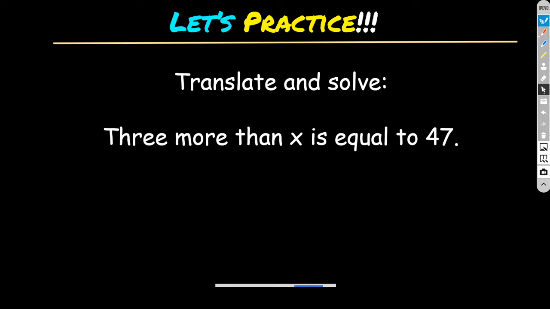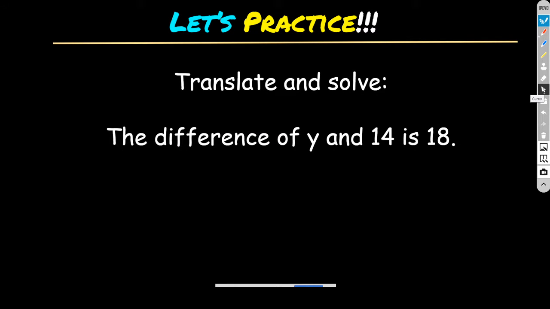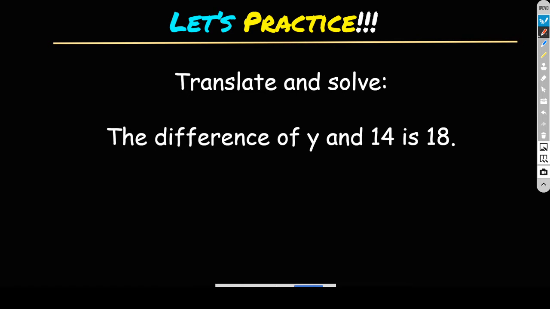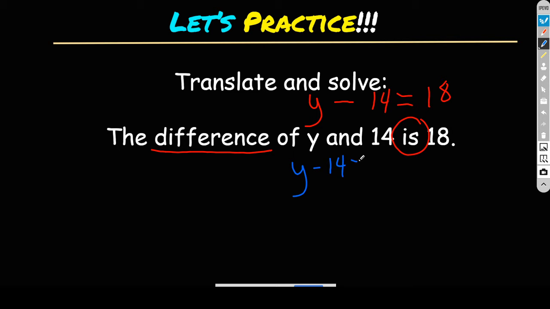Let's go to our next one. What about this one? The difference of y and 14 is 18. All right, so let's translate this first and then we're going to solve it. So we got is, there's our equal sign right there. We got our 18 and we have 14 and a y. What's the relationship between our y and 14? Well, it asks us for the difference between those two. And this is a word that deals with what operation? Yes, indeed, minus. So rewriting that, y minus 14 equals 18.